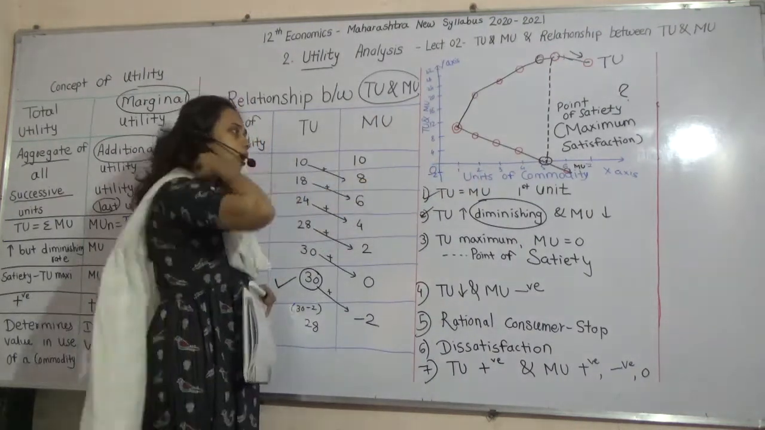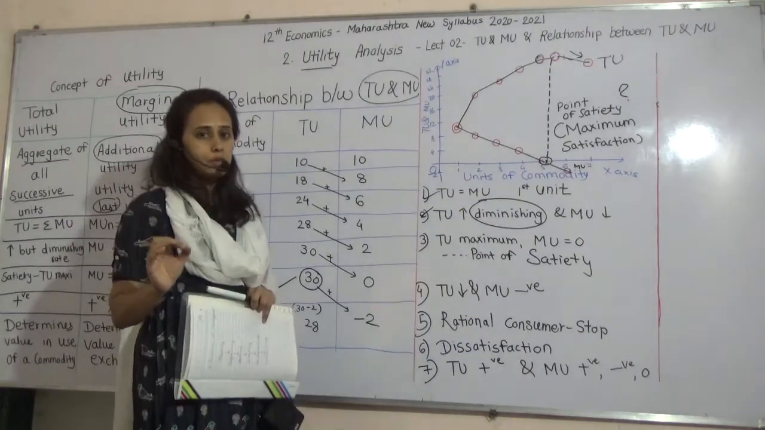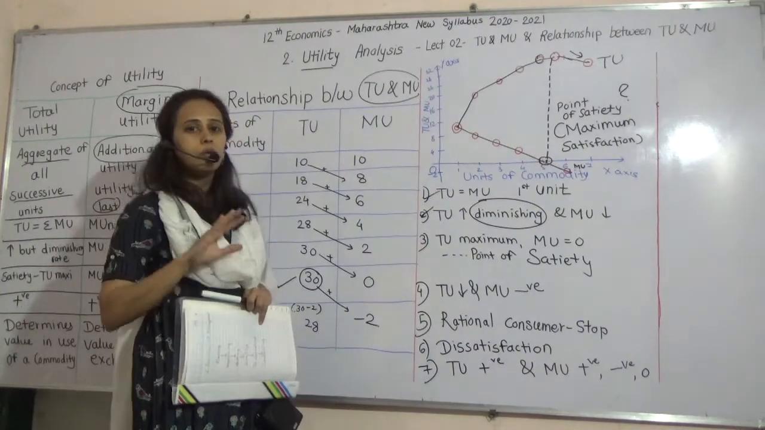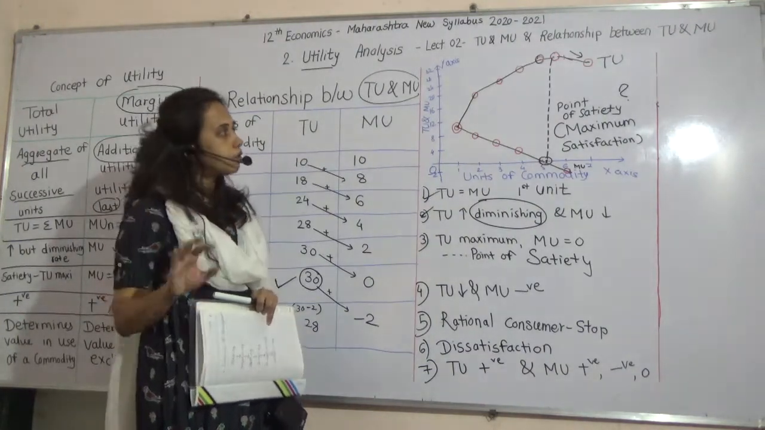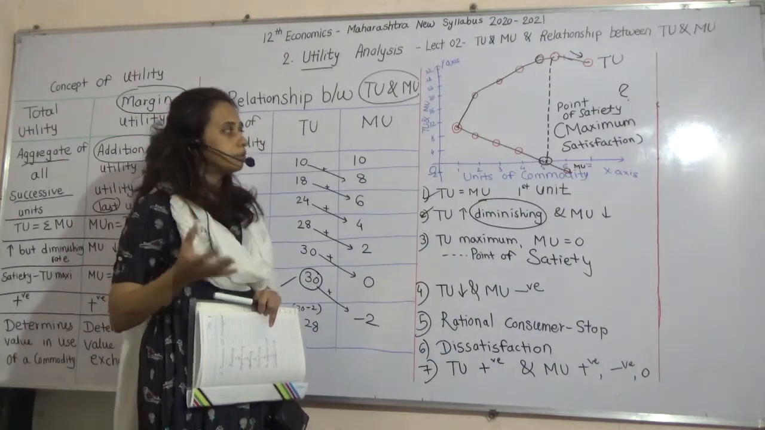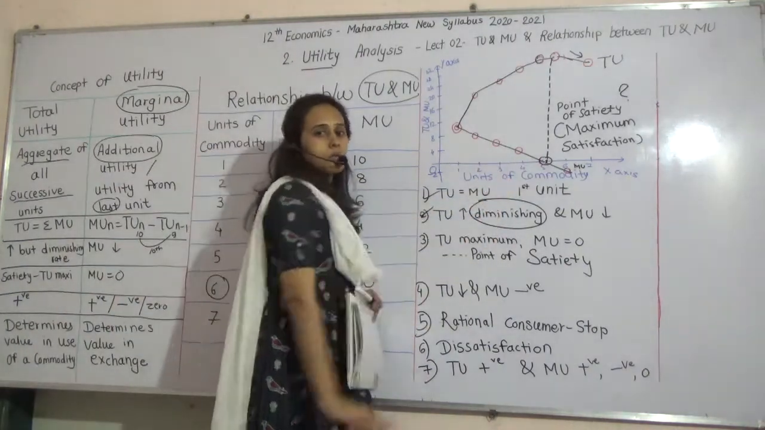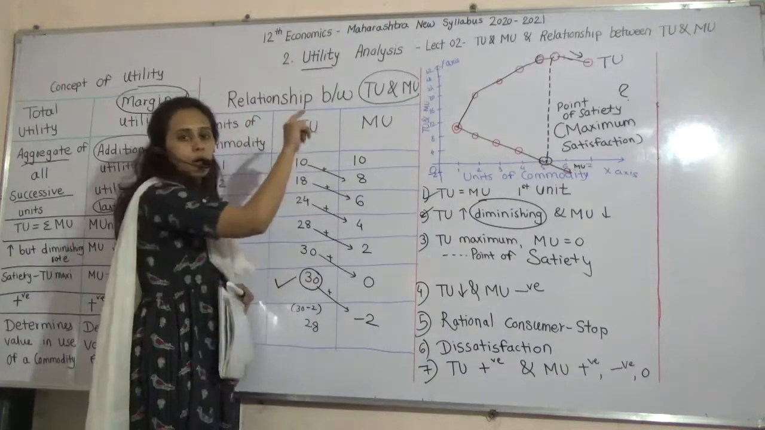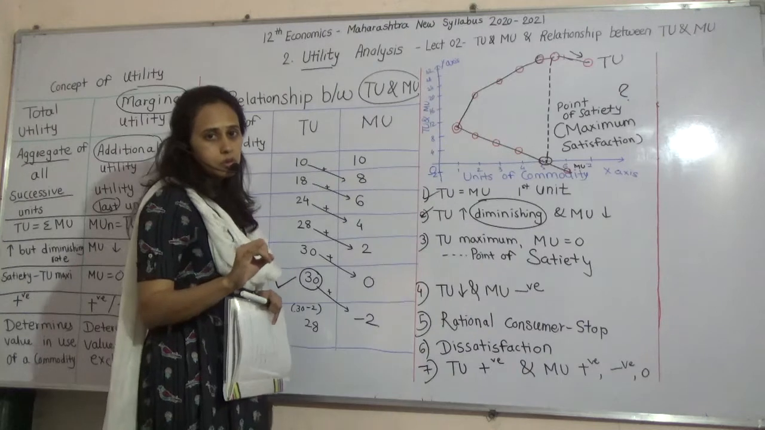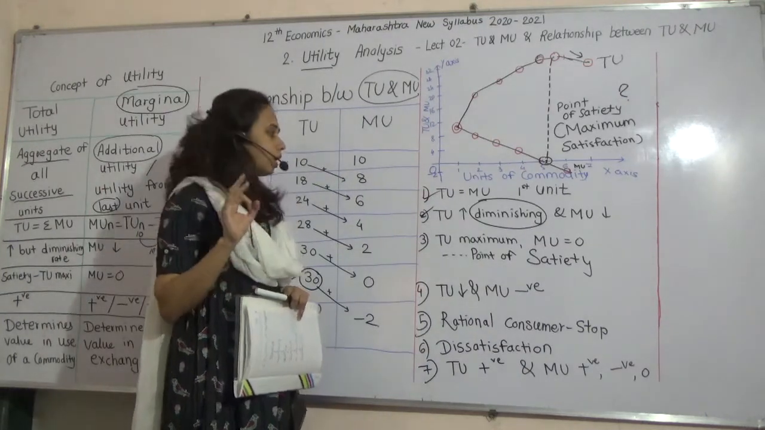Then we saw the concept of the point of satiety, where TU is maximum, where the person gets maximum satisfaction, and at that time MU is 0. It is always advisable for a rational consumer that a rational consumer will never consume after that point, because disutility starts from that point. TU starts diminishing. From this figure we can see that TU is always positive and MU can be positive, negative, or it can be 0.